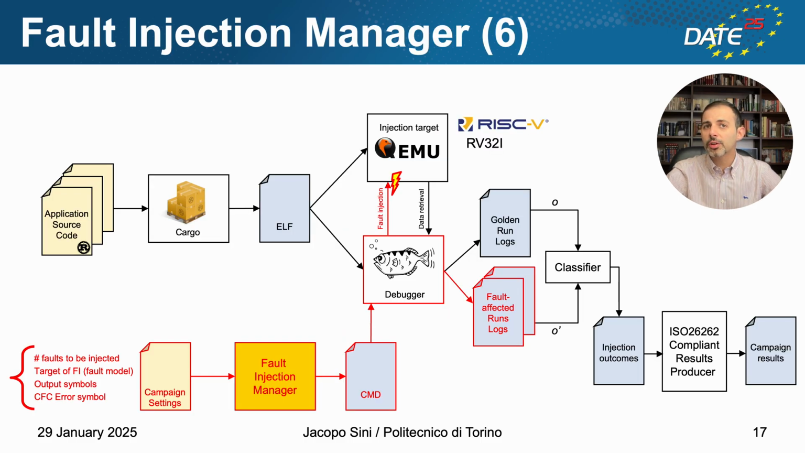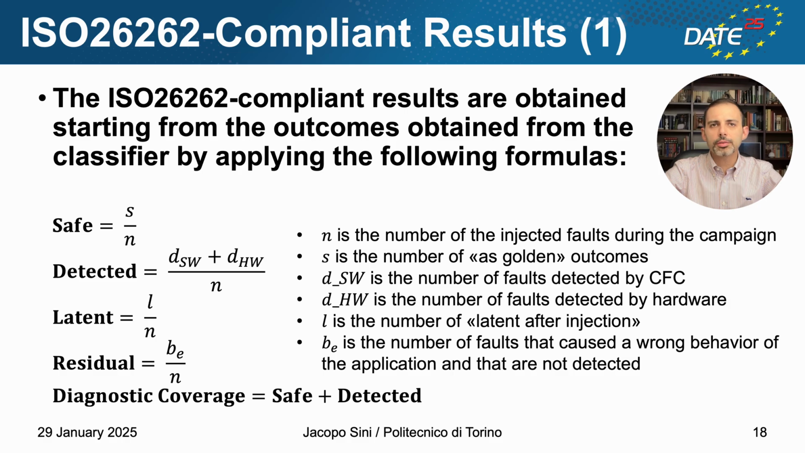After the individual injection outcomes are determined, it is possible to produce the ISO 26262 compliant campaign results. The ISO 26262 compliant results are obtained thanks to the formulas shown in this slide. N is the number of faults injected during the campaign. Given the results from the individual injection, we can define that safe is the percentage of golden outcomes over all the injections. Detected is the percentage of injected faults detected by the control flow checking plus those causing hardware traps over all the injections.